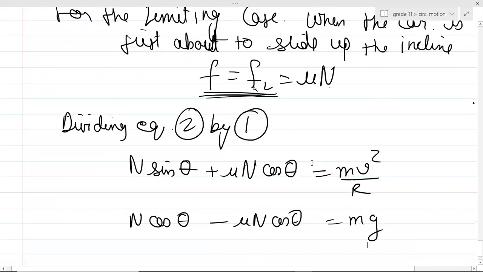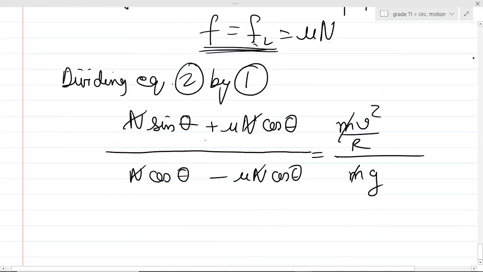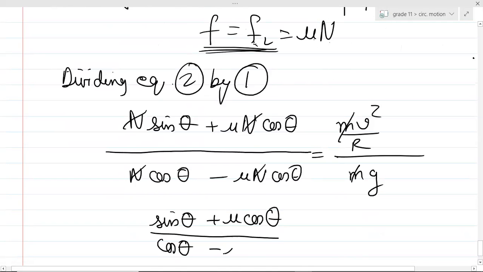Since I was dividing both the equations, guys, do you remember, will this be the case? On dividing both of them, m will get cancelled out, N will come common, and then N will get cancelled out. So can you see from here, this will be sin theta plus mu cos theta divided by cos theta minus mu sin theta. Hey sir, this should be sin theta. If you want, you can check.